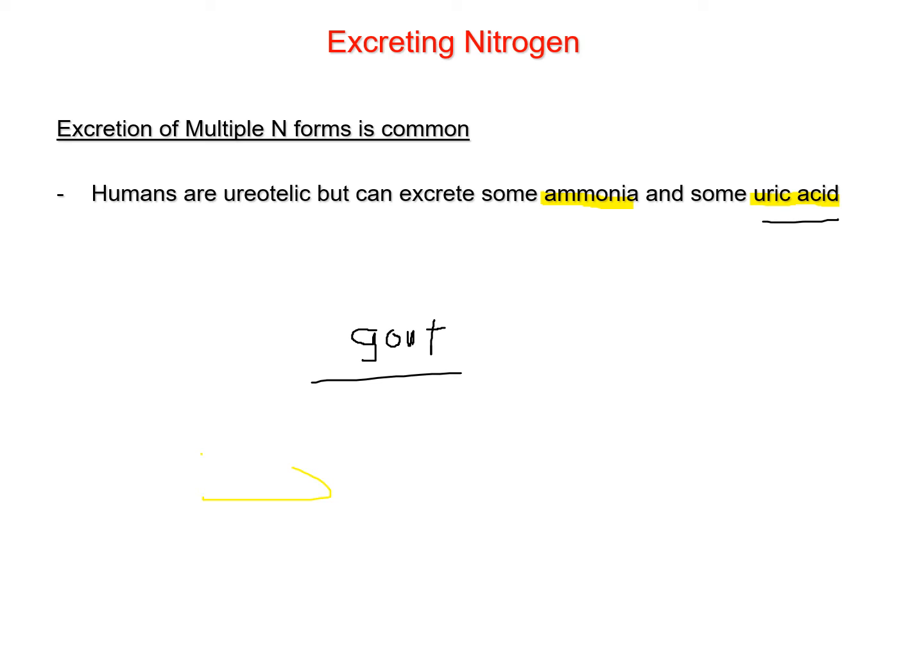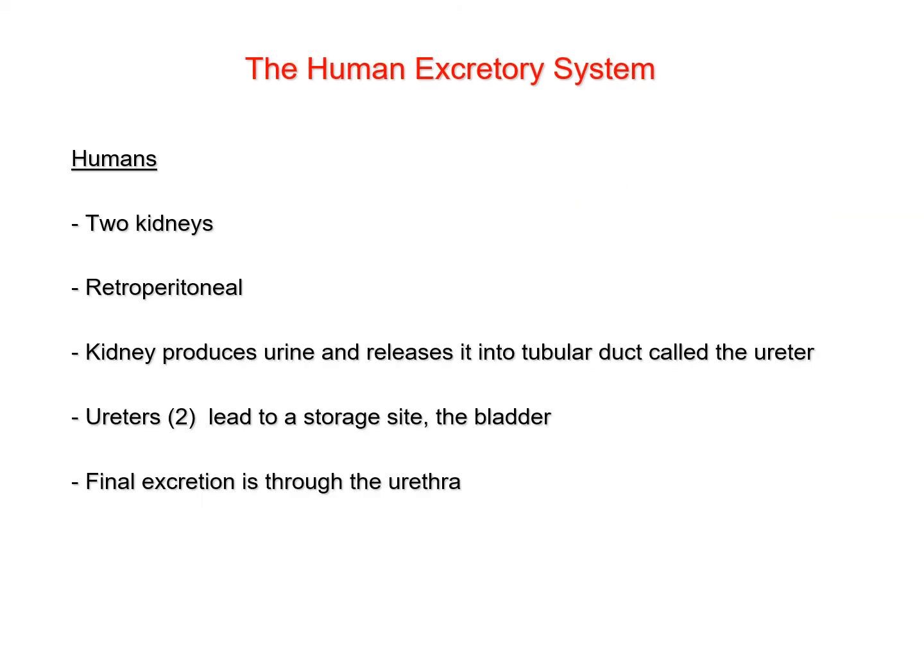Now, uric acid can be put out in the urine, and when they take a urine sample in a tube, they'll spin it down, they'll centrifuge it, and they will look for uric acid crystals, whether they're present or not. Okay, let's describe some of the anatomy of the excretory system in humans.